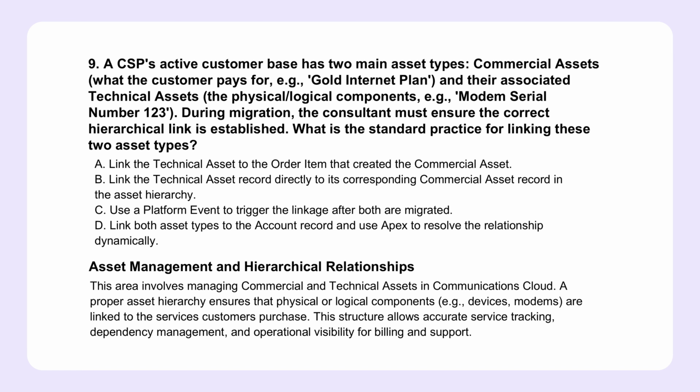And this hierarchy between them is absolutely non-negotiable. If you mess this up during migration, it creates chaos. A billing and service nightmare. The standard practice, the mandate really, is that the technical asset record must be linked directly to its corresponding commercial asset record, always in a parent-child structure. Okay, so the subscription is the parent, the physical device is the child, linked correctly. Why is this explicit link so fundamentally essential to the whole CSP model?